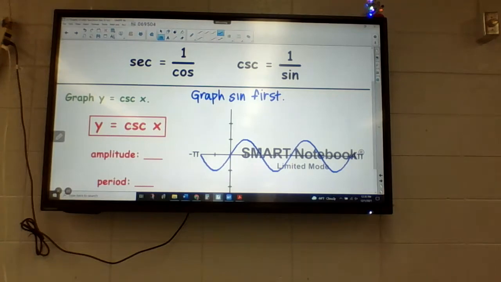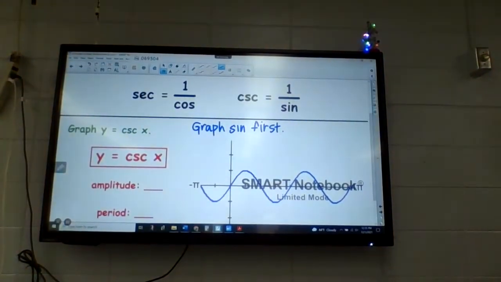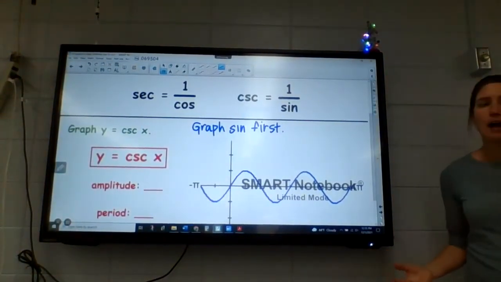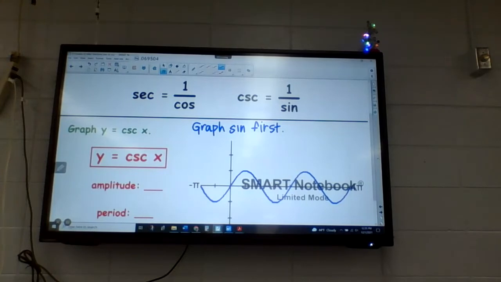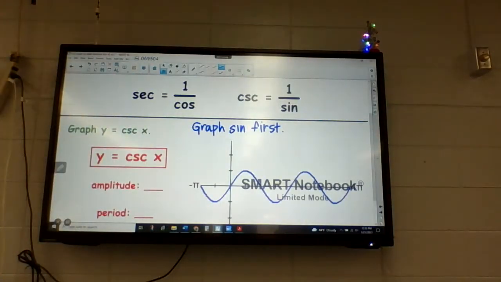Okay, so in order to graph cosecant, we have to graph sine first. I'm going to pull up decimals again, and you don't have to. I'll pull it up for us if you want to take your time. I want to show you how this graph looks.